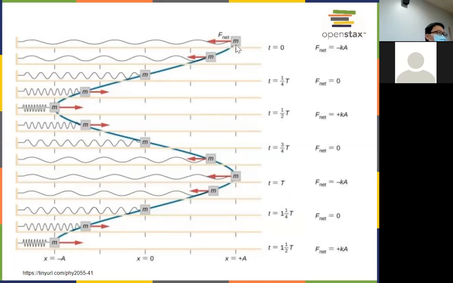Again, you can see this figure to see where the net force would be at a certain position. Over here, when the displacement is maximum, force is also maximum. At the middle equilibrium point here, the displacement will be 0, and then the force will also be 0.